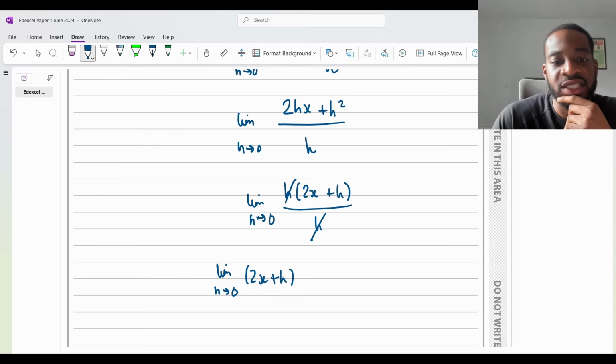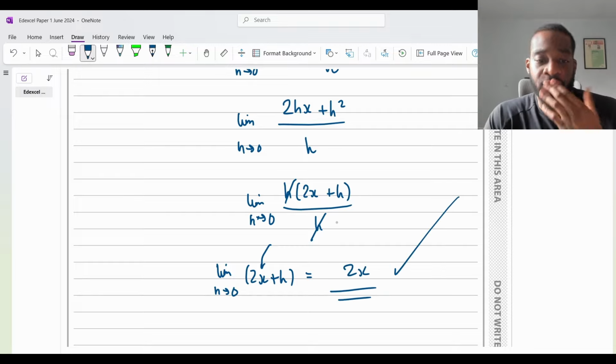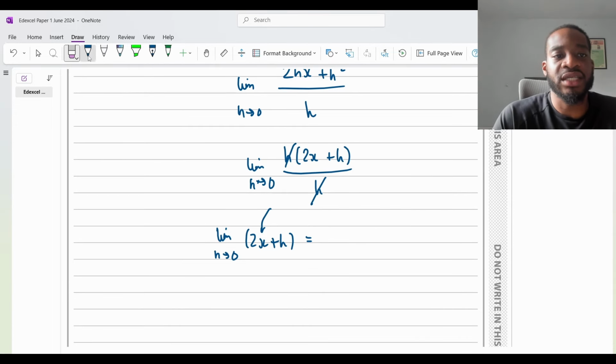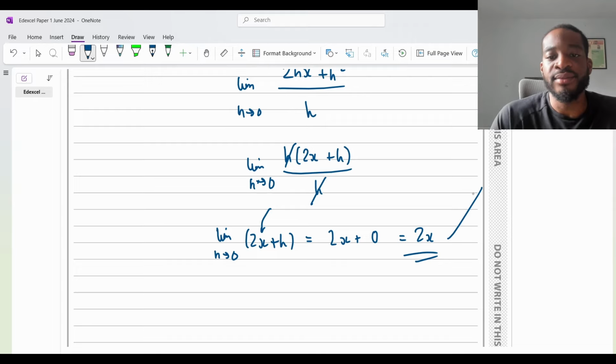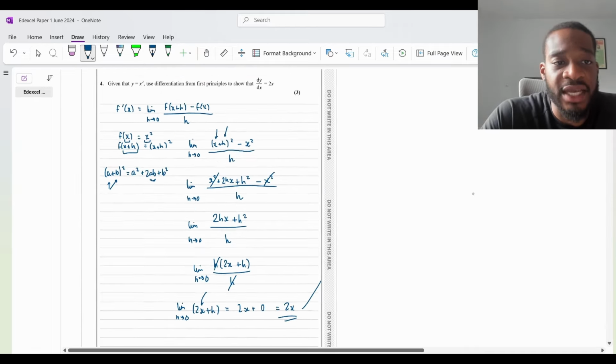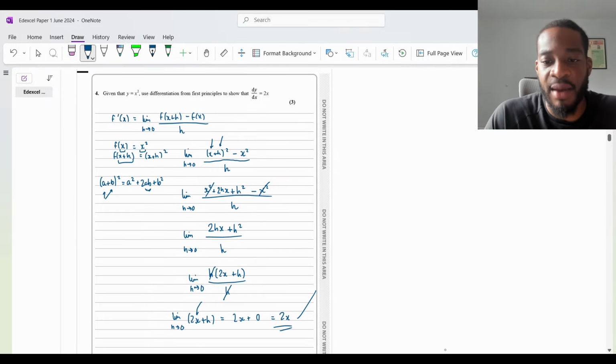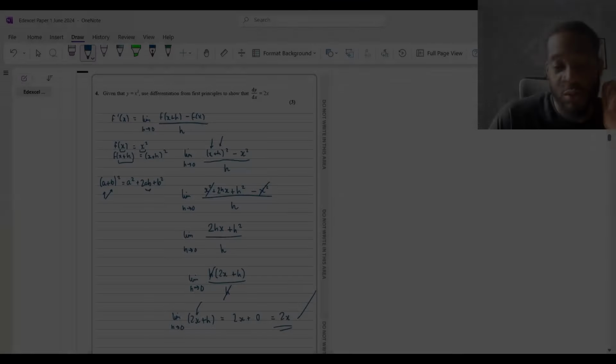What happens when h tends to 0, right? x doesn't depend on h, so you're just going to be left with 2x. And that's it. Or you could write it like this, just to be a bit clearer to the examiner, because h is tending to 0: you could say it's actually just 2x plus 0, because h tends to 0, which is just 2x. So yeah, that's the answer, and that is our question 4 finished. Pretty easy question, to be fair. That might be the easiest question in this paper.